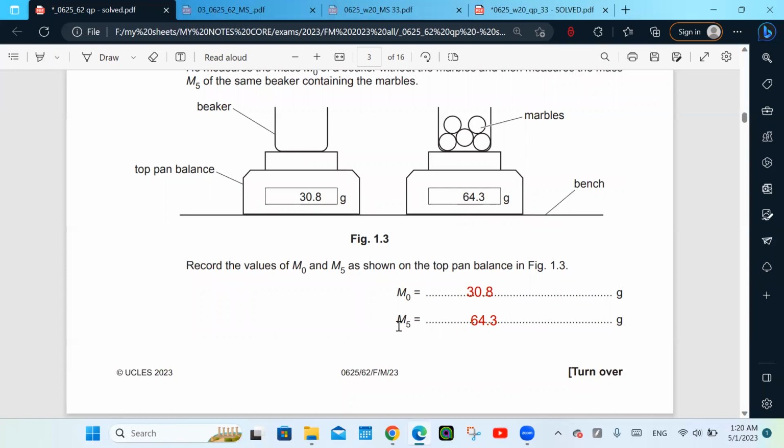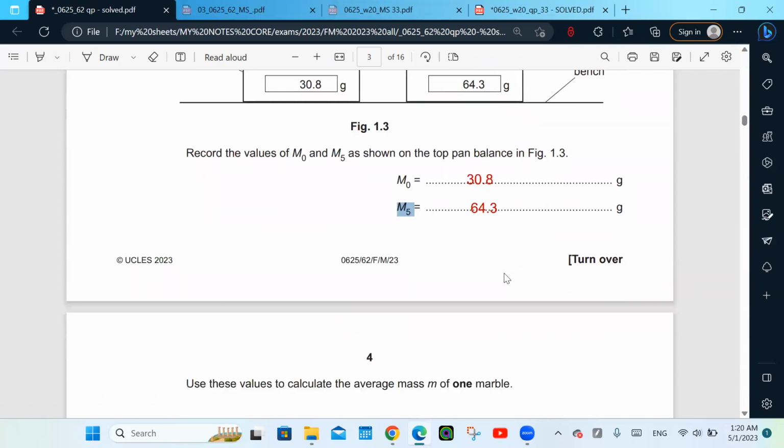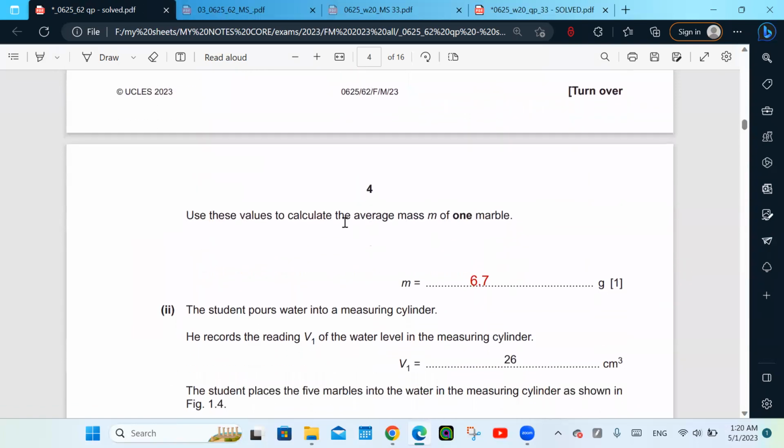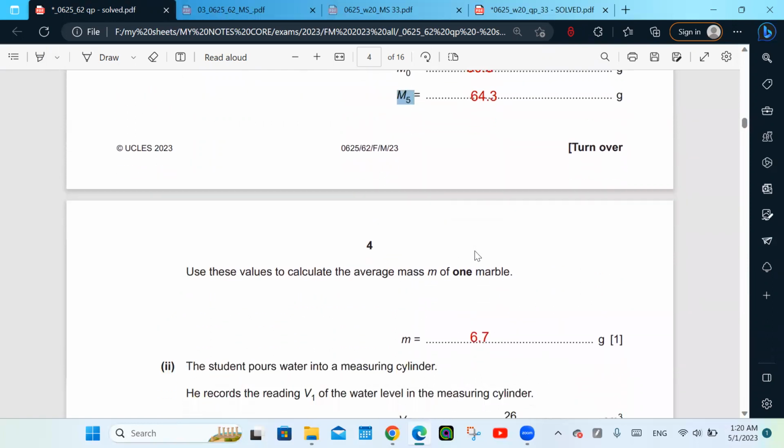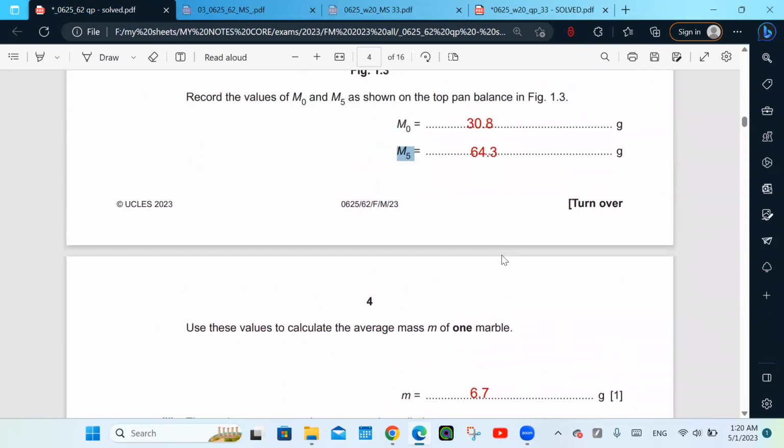So the mass of the 5 marbles here is equal to 64.3 grams. Now we need to calculate the average mass of one marble. But how can we measure the mass of one marble? Here it's very simple. You have the mass of the 5 marbles, as you see.